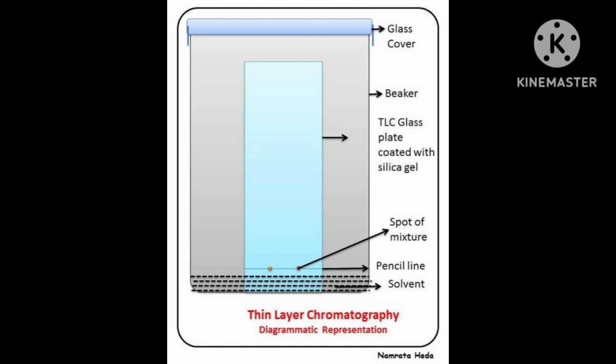Then Rf is equal to the distance moved by the substance from the baseline, suppose it is x centimeters, divided by the distance moved by the solvent from the baseline, suppose it is y centimeters. Obviously the solvent will move more and the substance will move less.